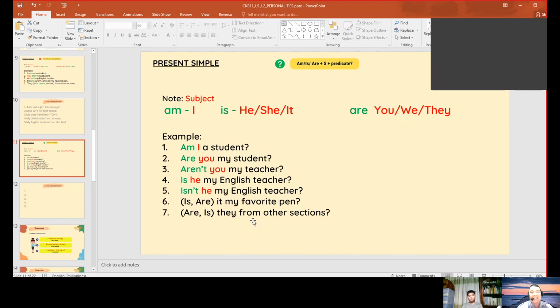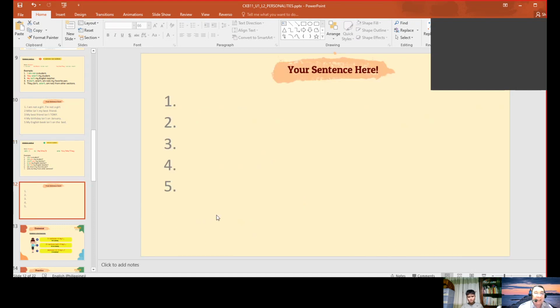So this is how we are going to use the present simple in asking questions, using the to-be verb. Do you have any questions with this, Khang? No. If you don't have any more questions, let's proceed with your sentences. I want you to write your sentences again in the chat box, and then I will copy them here. Can you do that?